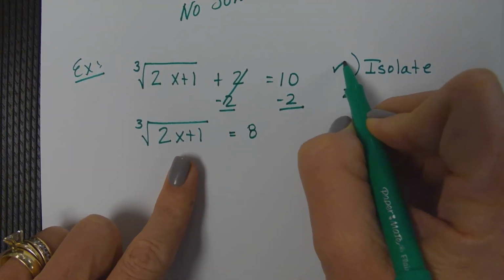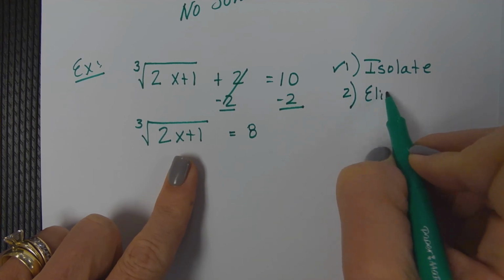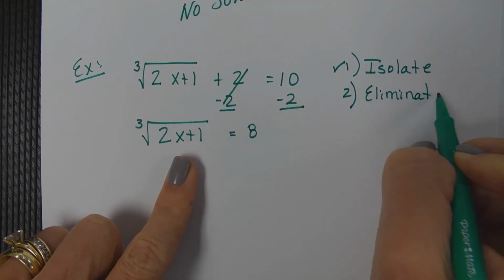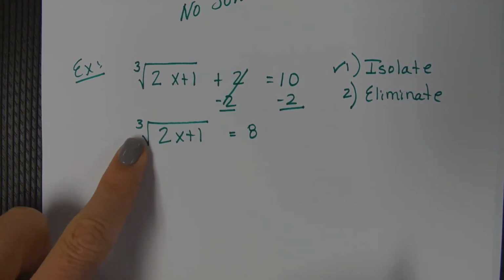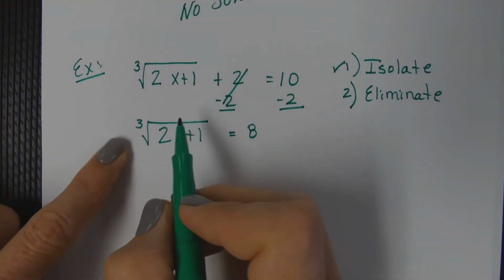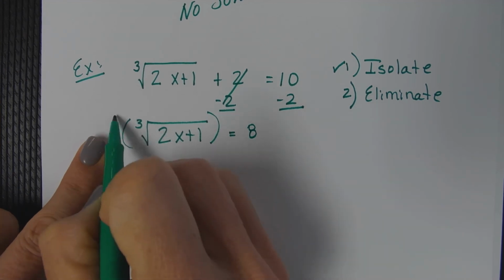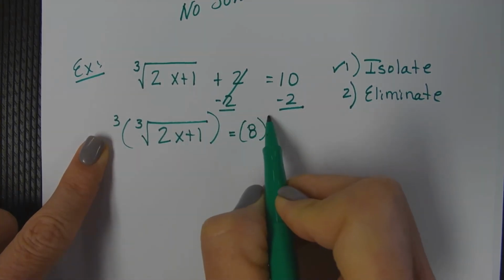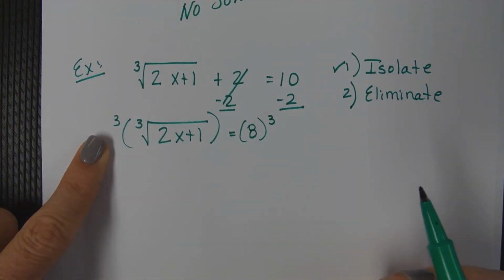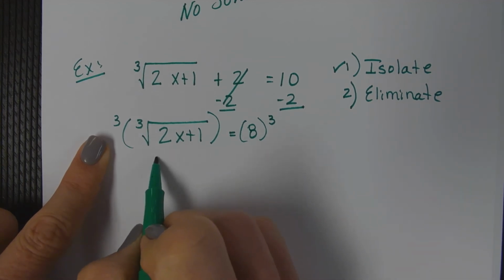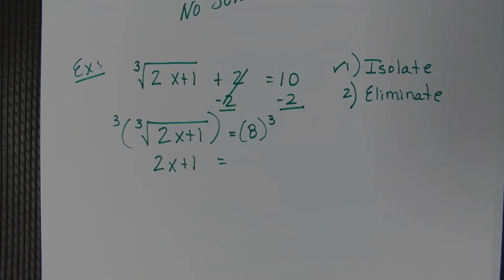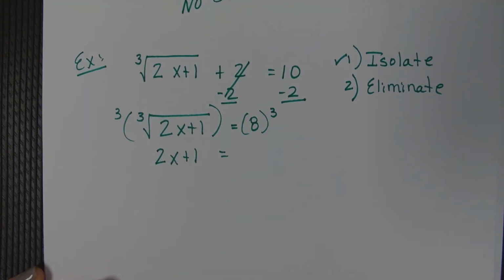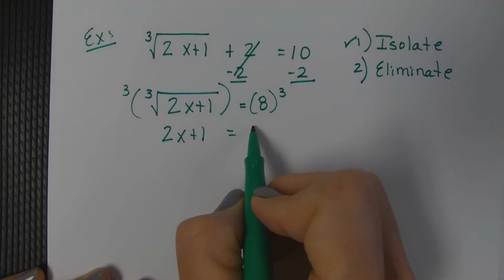Step 2, eliminate. Don't you cube it? Bingo. Why am I cubing it? Because the index is 3. So you're going to take both sides to the 3rd power. So you're left with 2x plus 1. Then you need to know 8 times 8 times 8. 512.